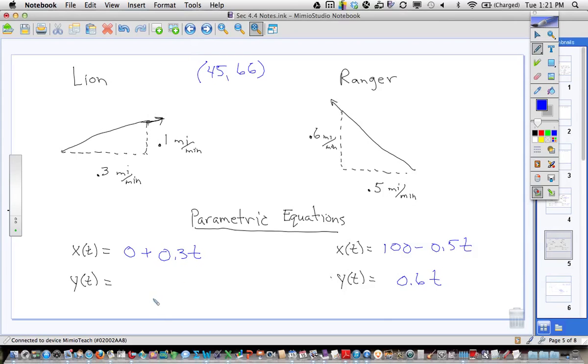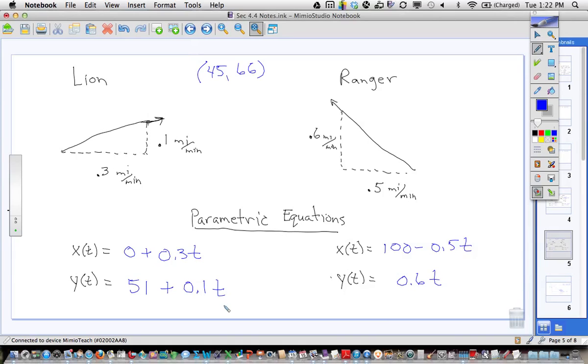And what would his y coordinate be? Where does his y coordinate start? His y coordinate starts at 51. Right? He started 51 miles north of the Ranger station. So his position in the beginning would be 0, 51. But then what happens to his y coordinate here? It grows up by 0.1 every minute. Okay? Every minute. All right.